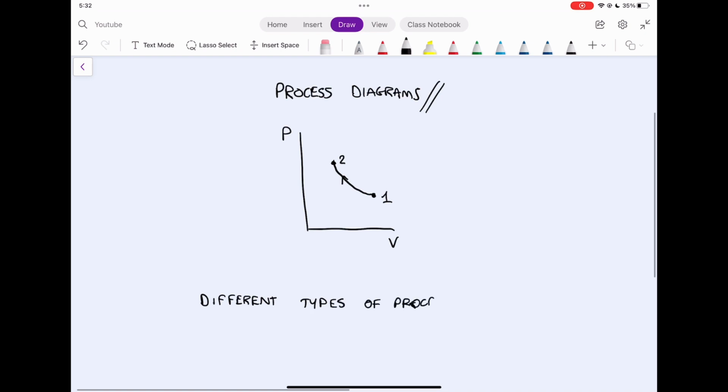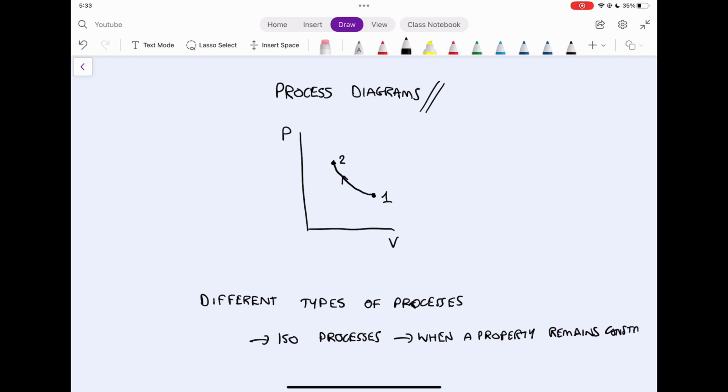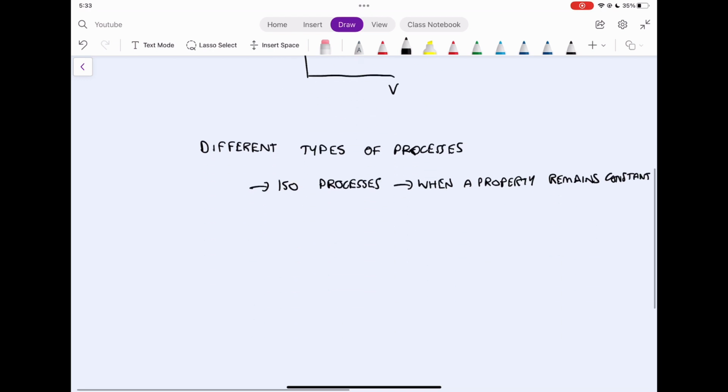Now, there are many different types of processes, and I want to highlight them so that we can move forward in our study of thermodynamics. One specific type of process is called an isoprocess, and an isoprocess is when a property remains constant within the process. The properties that we usually look at are pressure, temperature, and volume. So these are called isoprocesses.